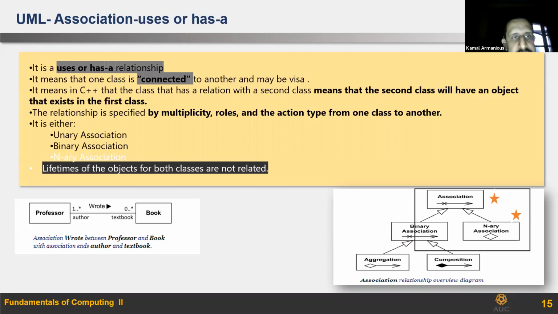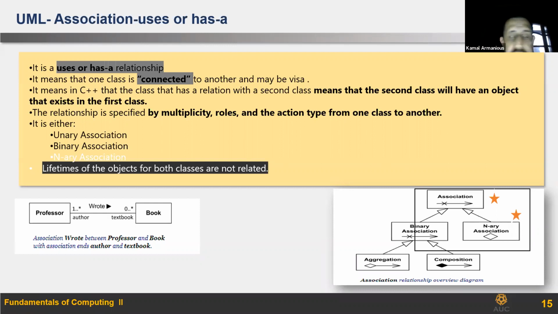So association means that this class uses another class. In your assignment, there are lots of associations, basically the customer and the order. The customer and the order have a relationship between each other. The customer will order something, so the customer class will use the order class. They are connected to each other. Okay, so there is a relation.